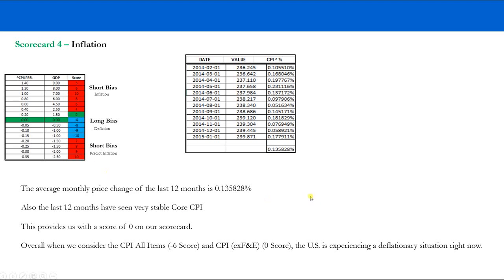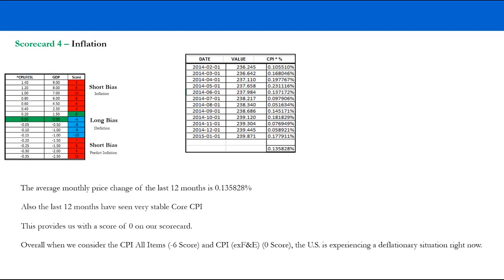But overall, when we consider the CPI all items, which gave us a -6 score, and CPI ex food and energy, which gave us around a 0 score, the US right now, when we only look at CPI, is experiencing a deflationary situation. Now, in the CPI all items, we can obviously read across very easily and put this down to oil prices, because in the last 6-7 months, oil prices have come down by 50%.